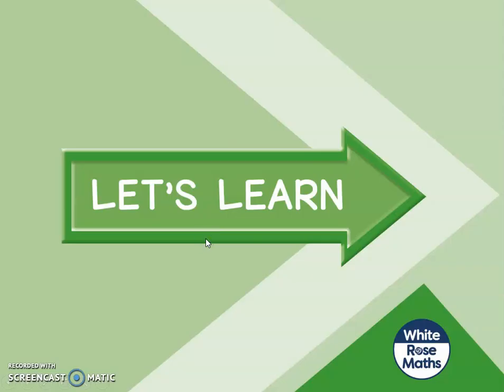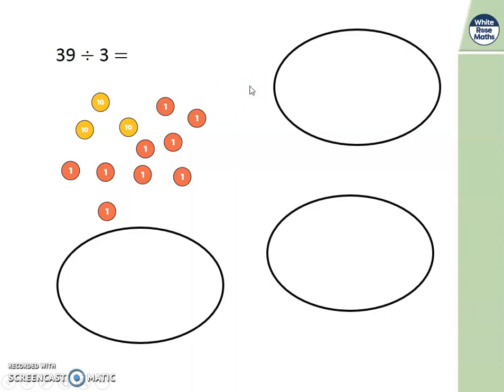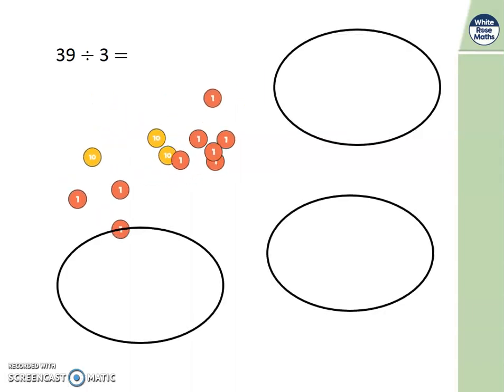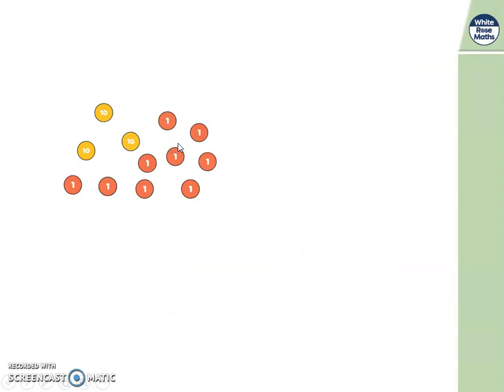Let's learn our skills for today. Our calculation is 39 divided by 3. So I'm going to need to have 3 equal groups. Have a look at what I've done. Did I do it correctly? No. I've got 4 counters in each group, but I do not have 3 equal amounts in each group. For example, here is 13, this is 22, and this is 4. They are not equal. Let's try again.